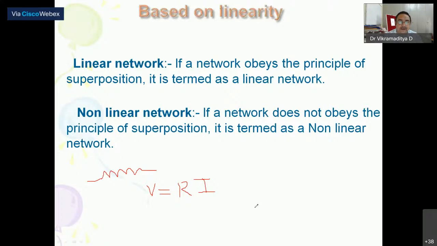Okay, let us verify. Suppose I have a current I1 corresponding to voltage V1. So I will get the first equation, V1 is equal to R I1. And let me apply another voltage V2, and the corresponding current I2, so V2 is equal to R I2.